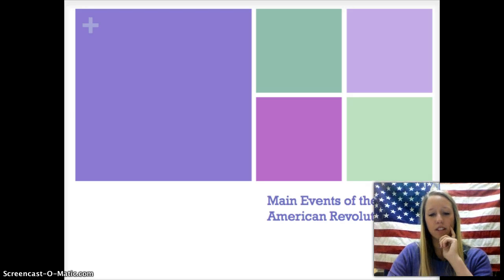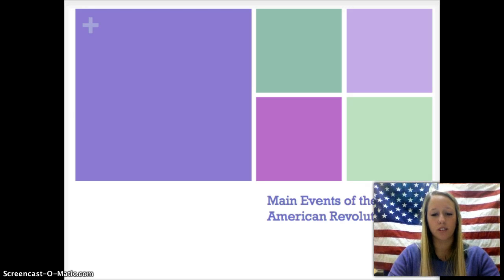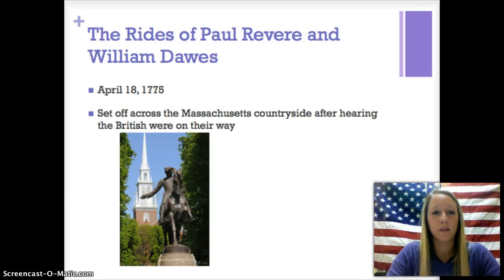The British governor of Massachusetts called for troops to march out of Boston in order to confiscate the American arsenal and capture Samuel Adams and John Hancock, who were known to be hiding at Lexington. The first event I'm going to talk about is the rides of Paul Revere and William Dawes on April 18, 1775. The Boston Patriots had been expecting and preparing for a British military action for much time.